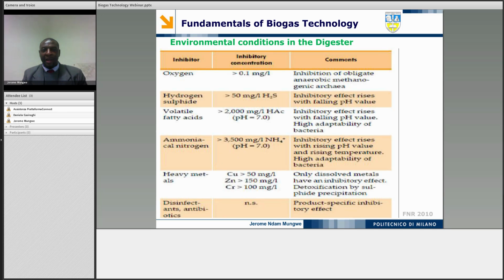So we have on the table here some inhibitory concentrations. For example, if the concentration of hydrogen in the digester is greater than 0.1 milligram per liter, it can be a problem to your digester. And if the ammonia concentration is greater than 3,500 milligrams per liter of free ammonia, that is at a pH of 7, it can cause problems to the digestion process.